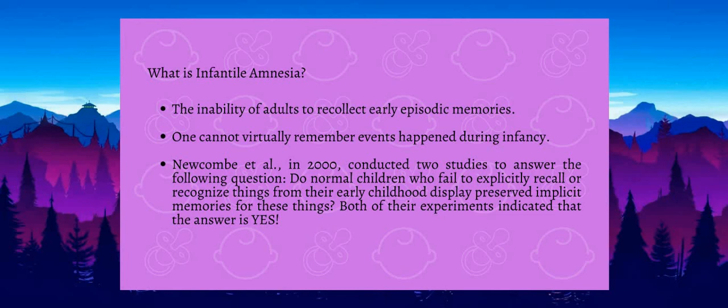Second is that explicit memory was assessed by asking the participants which of the drawings they remembered seeing before. So, as a result, 5 year olds and adults showed better explicit memory than 3 year olds did. But, nonetheless, all these 3 groups displayed substantial implicit memory even when they had no conscious recollection of events. So, to answer the question, both of their experiments indicated that the answer is yes.